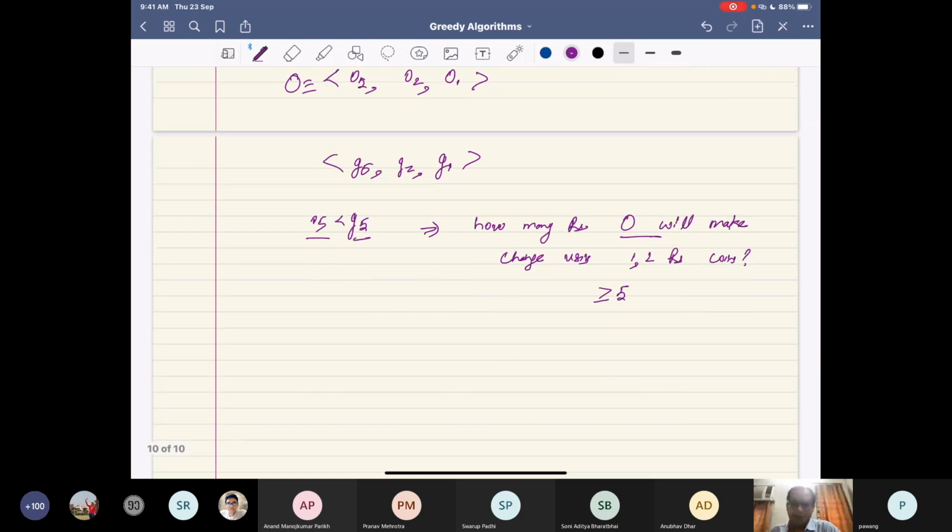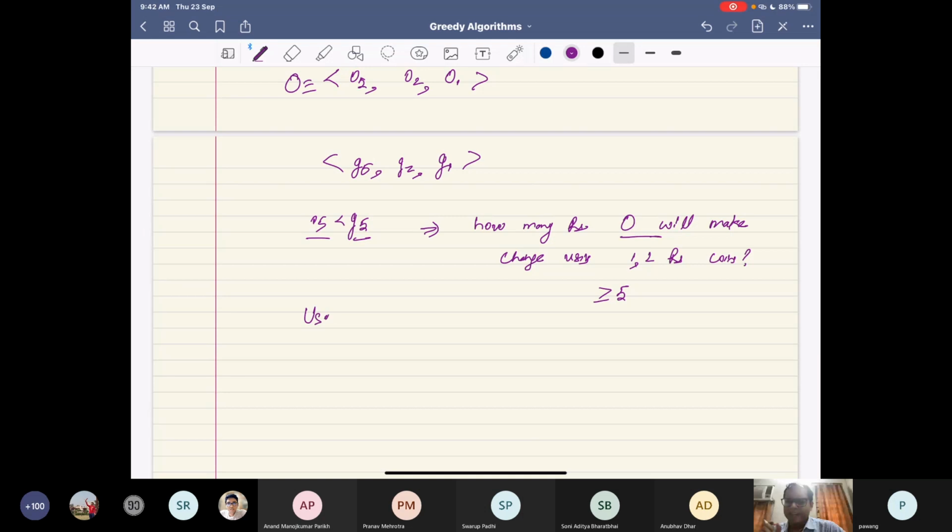Okay, greater than or equal to 5. It can be any number. I'm not saying O5 is G5 minus 1. It can be any number, but it has to be greater than or equal to 5. Now I'm saying that for making that change, it has to use some minimum number of 1 and 2 rupee coins.